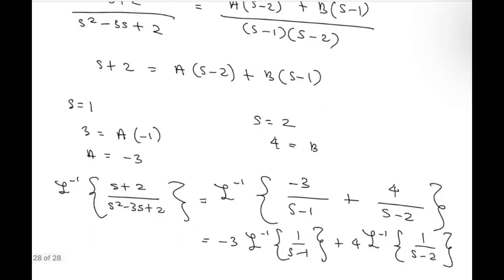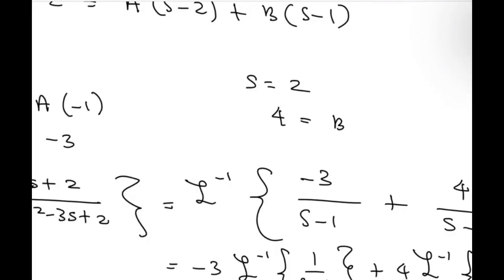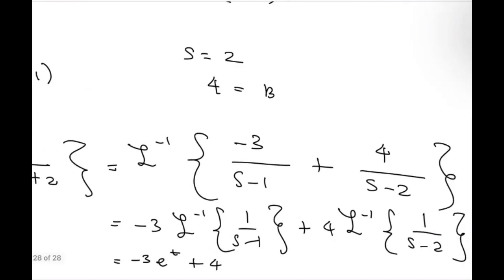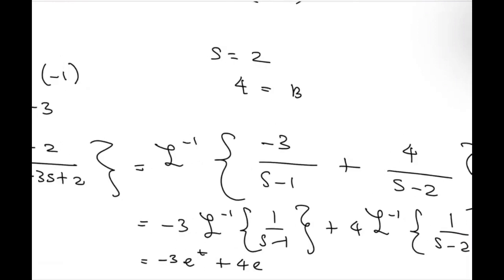Alright, so I will write the answer here. So we have minus 3. 1 over s minus 1 is exponent t, plus 4. 1 over s minus 2 is exponent 2t. So this is our final answer: minus 3 exponent t plus 4 exponent 2t.